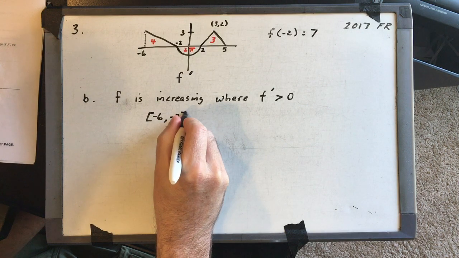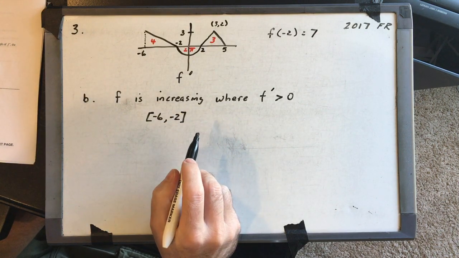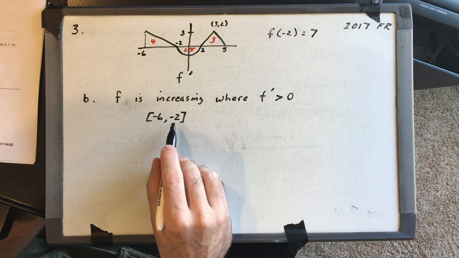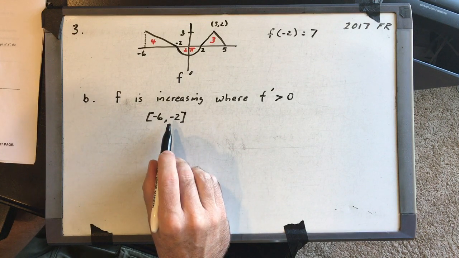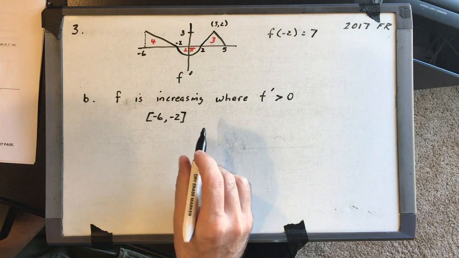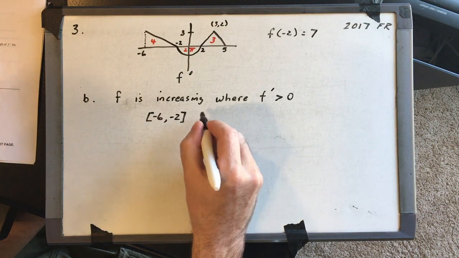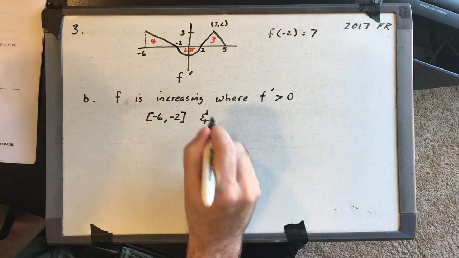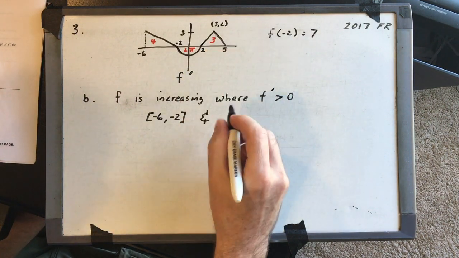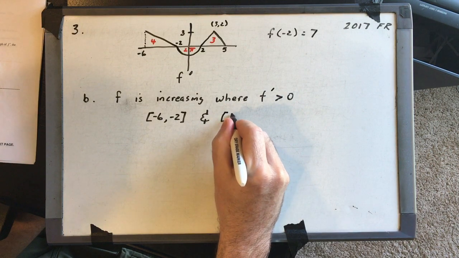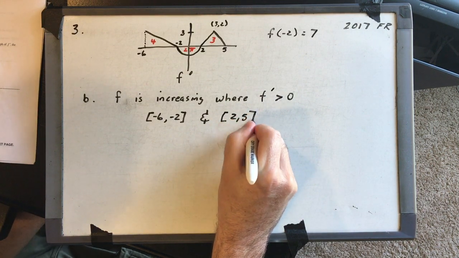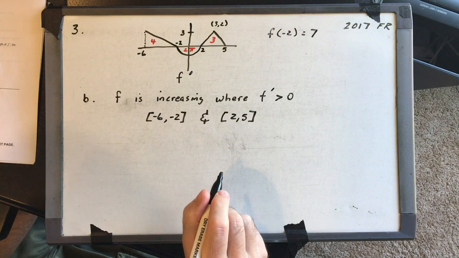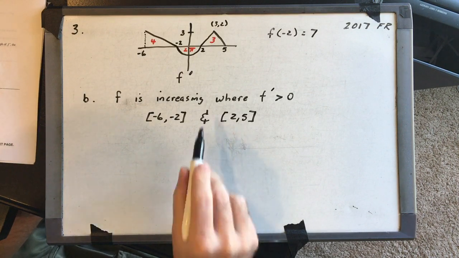And the reason I'm using brackets is because they use brackets in the original description of the problem. So they're including the endpoints. So -6 to -2, and from 2 to 5. And that'll do the trick. That's a good enough description of why you picked that. It's because f prime is greater than 0.